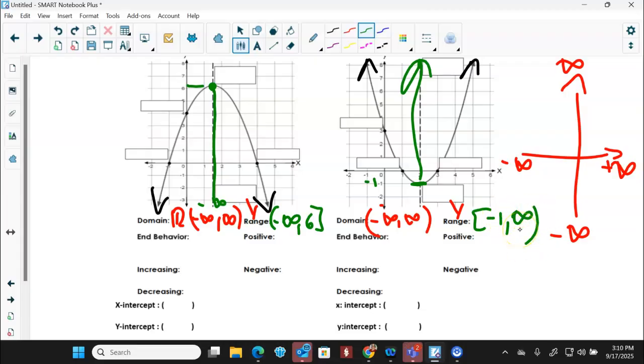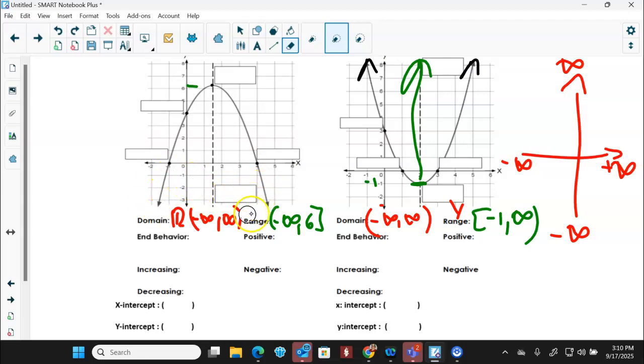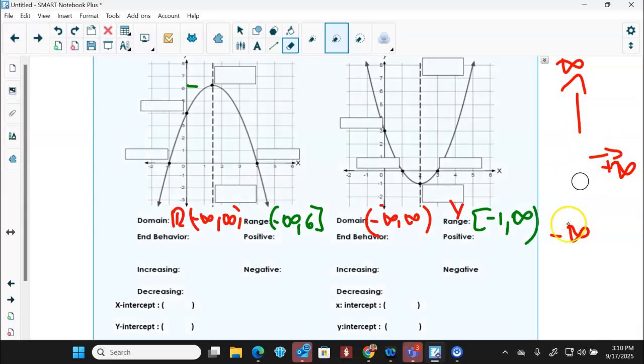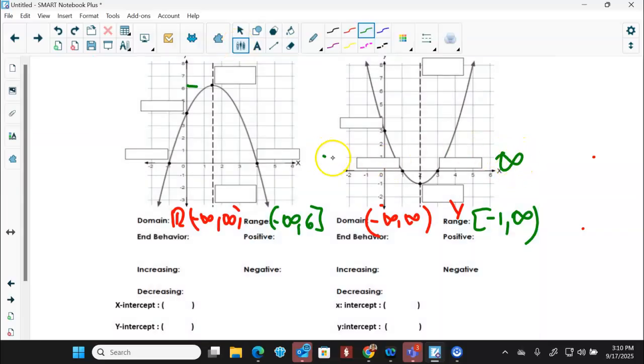All right, now let's do increase, decrease. Well, actually, we could do end behavior. So again, end behavior: the function is always going to go for the open ends, right or left, so positive infinity, negative infinity. Here we got positive, here we got negative.